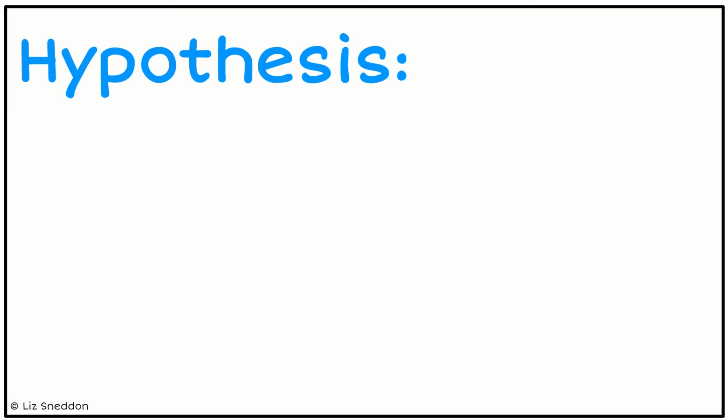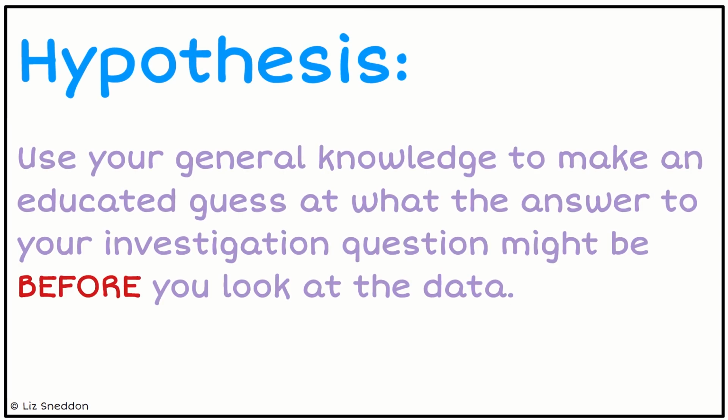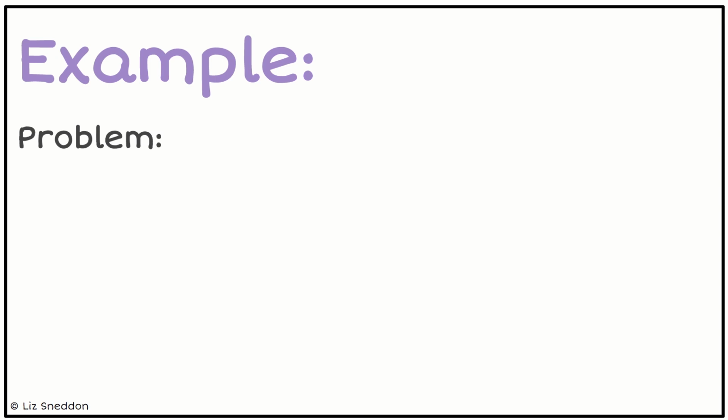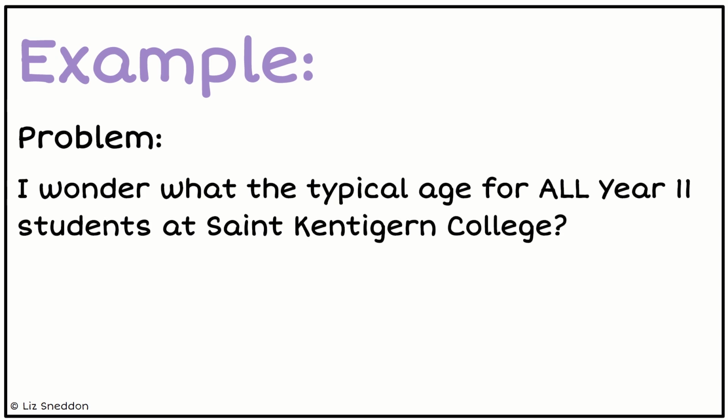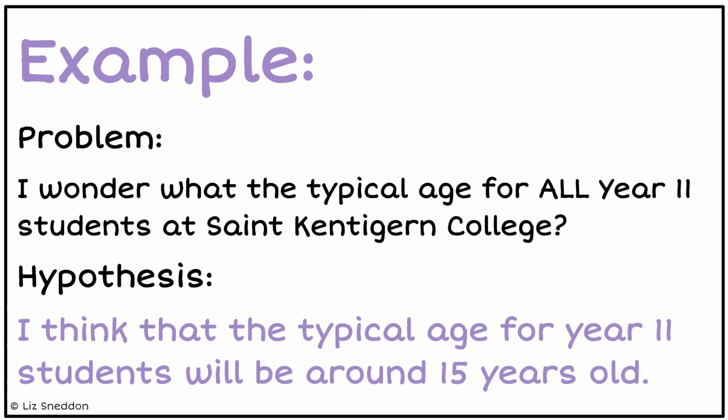Once I've written my question, I then want to make a hypothesis. And what we want to do is think about this before we look at the data. So before we look at the data, what do you think you might find? We're going to make an educated guess. So, for example, if my problem was this, I wonder what the typical age is for all Year 11 students at St Kentigern College, I need a hypothesis. I think, well, Year 11, my best guess is that they'll typically be around 15 years old. So I'm just coming up with what I think is an educated guess, and that's my hypothesis.